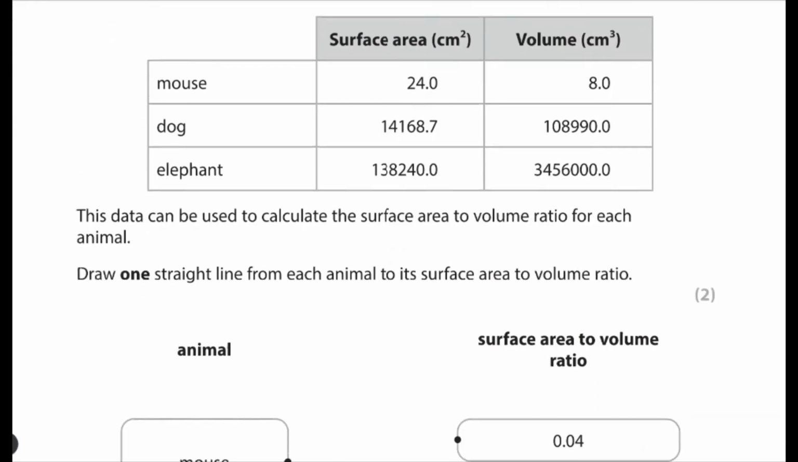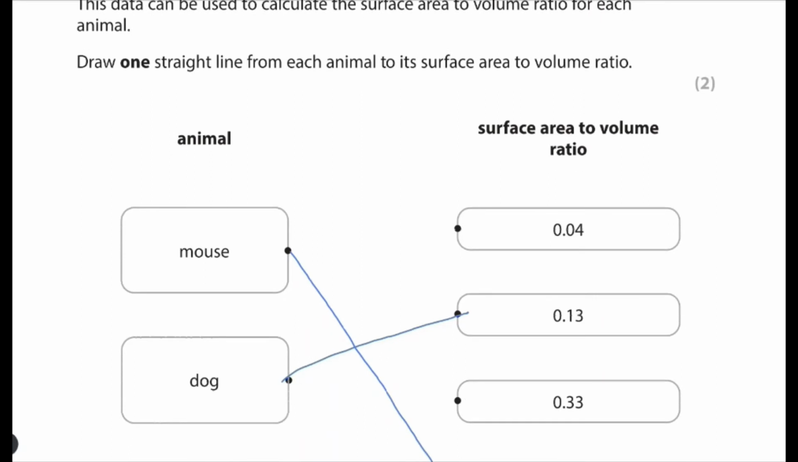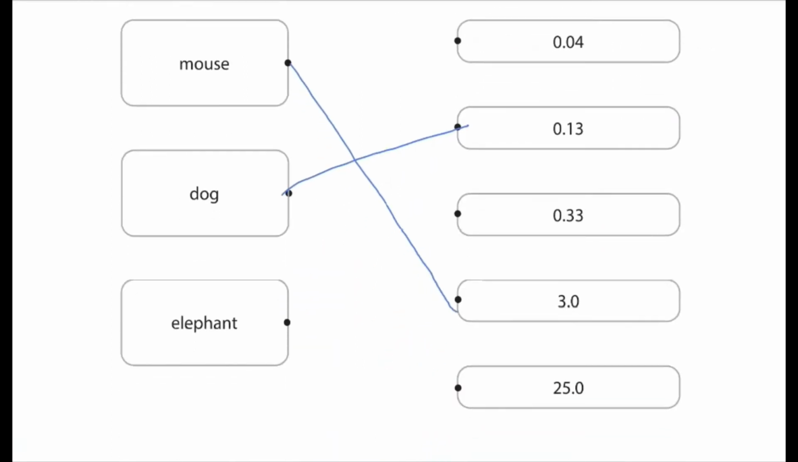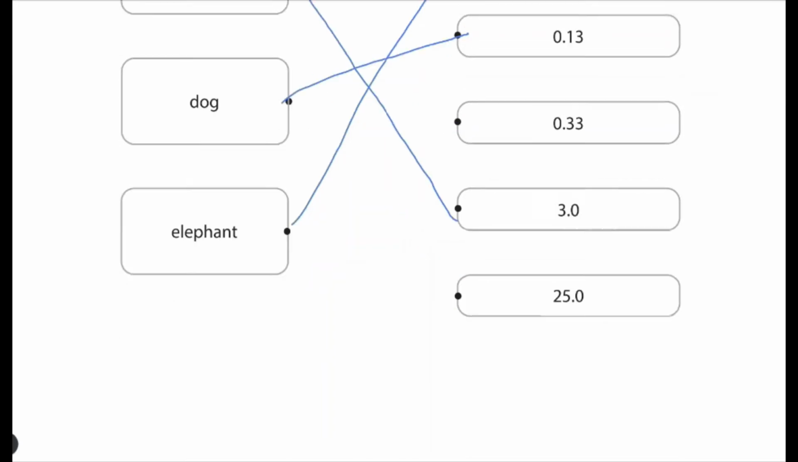Then for elephant it is 138,240 divided by 3,456,000. That's 0.04. It's a quite small value. 0.04 is for elephant. So if you are connecting these type of answers, please make sure that you use a straight line, use a ruler, pencil and draw it. After that, if you want, you can indicate.